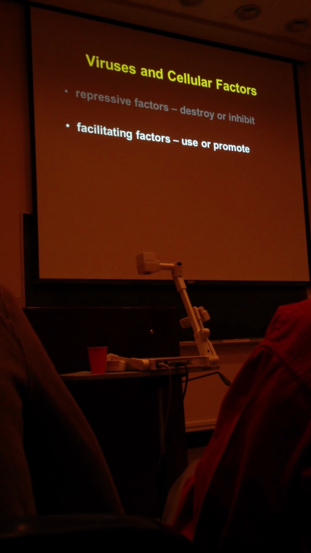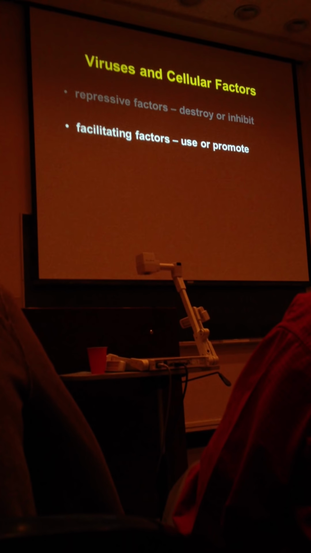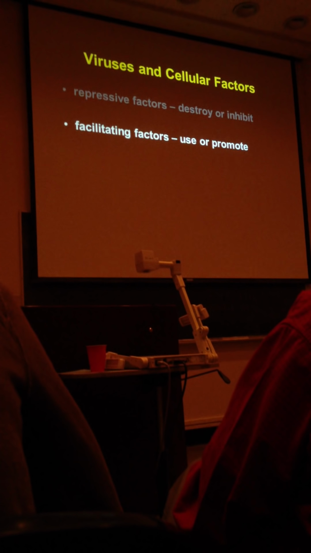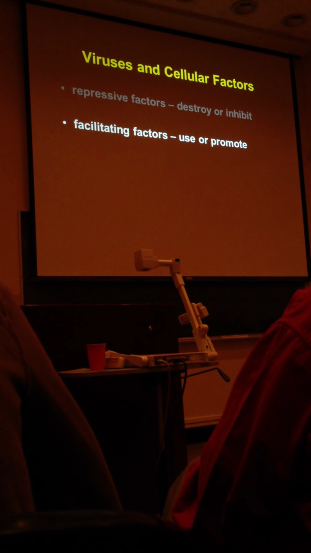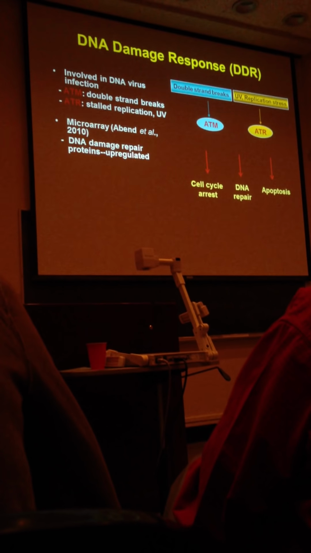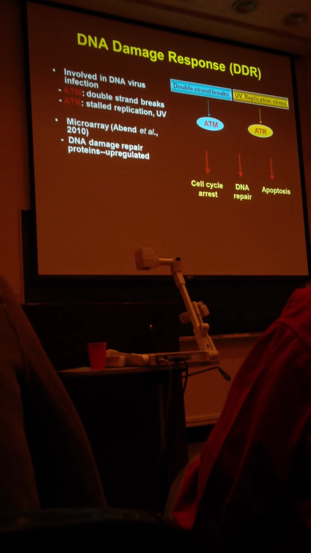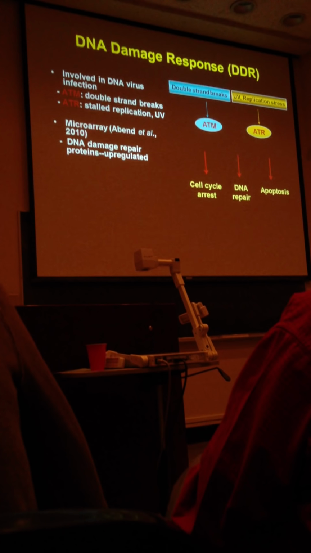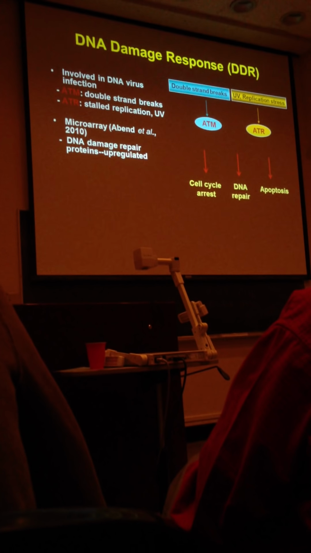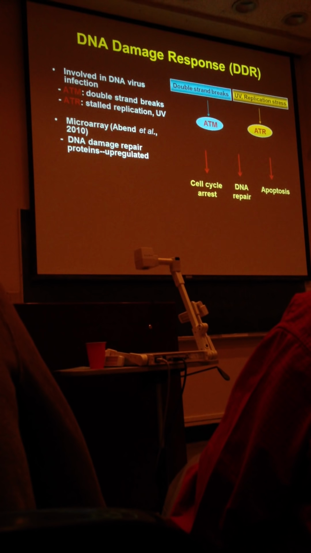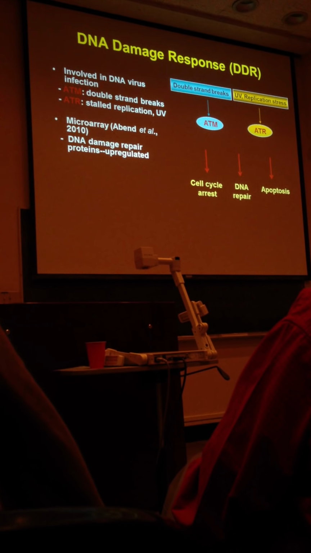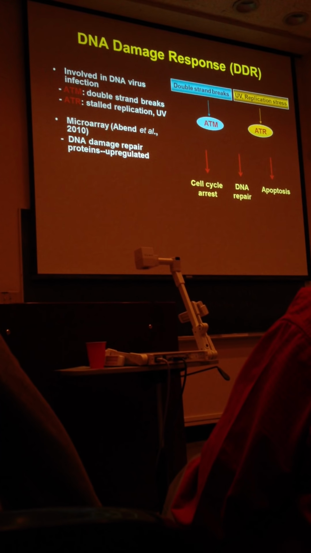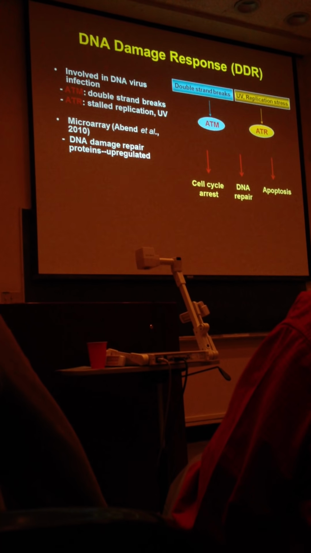So the second story I'm going to tell you is about one of the facilitating factors that we looked at during the virus life cycle. As I mentioned, we think the virus would either need to use them or promote them in order for the infection to proceed. The response that we looked at is the cellular DNA damage response, also known as DDR. This is basically a signaling cascade pathway that is initiated by the cells when they encounter different types of DNA damage.